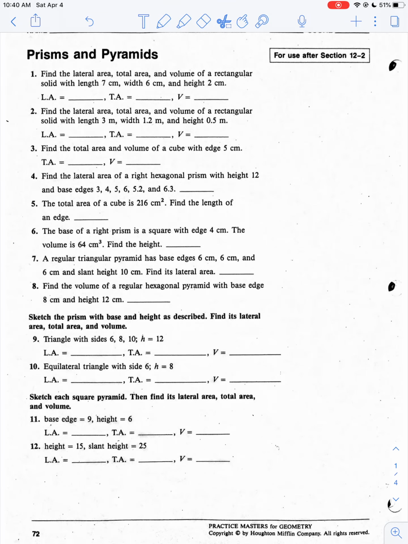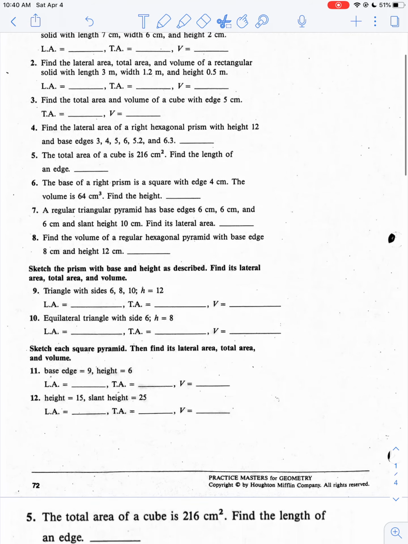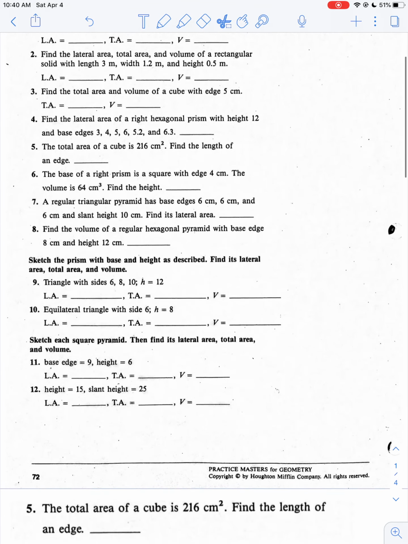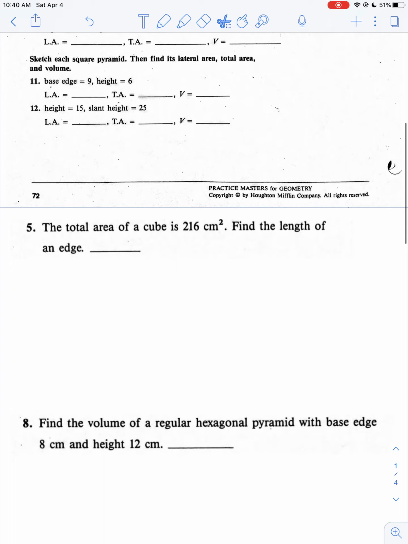On the Prism and Pyramid worksheet, in this video, I'll record how to do number 5, 8, and 9. So number 5, you're given a cube. The total area of a cube is 216 centimeters squared. So total area means that you're finding the area of all 6 surfaces, and each surface has a side length of s. So if you look up the formula, the total area of a cube is 6s squared.